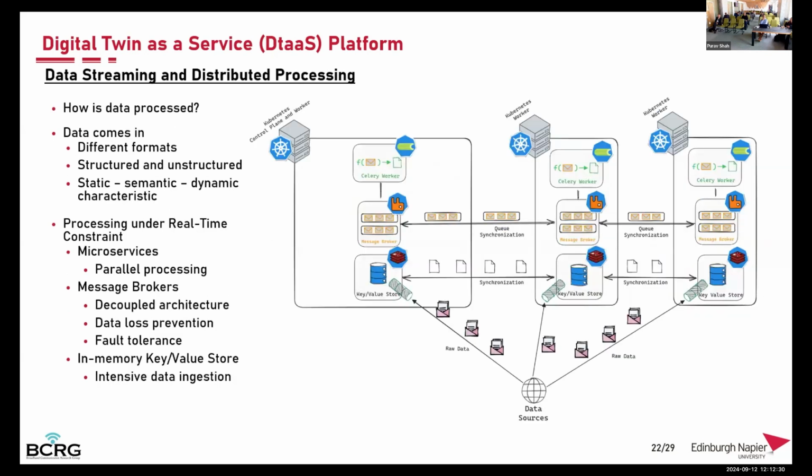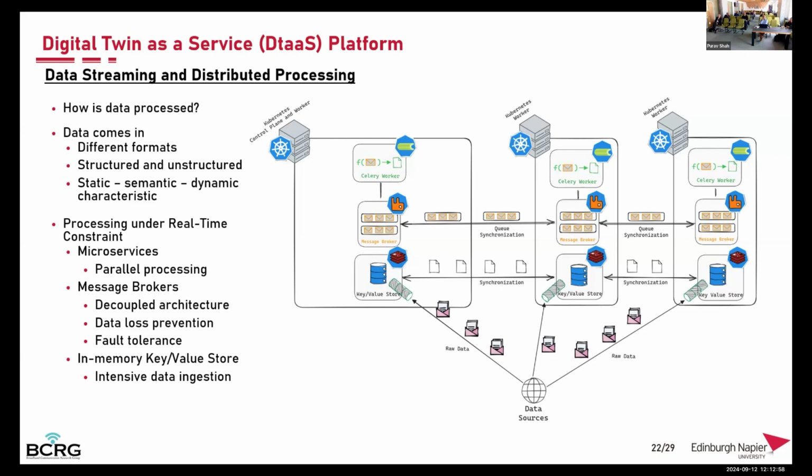The data streaming and the distributed processing part of our digital twin platform is mainly the answer to how the data is processed. So data can come in different formats. This is the beauty of the graph database that we have. It can be structured, unstructured. It can be static, semantic, or dynamic in characteristics, and it can be processed under real-time constraints.